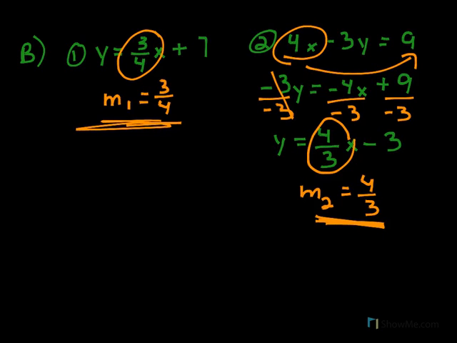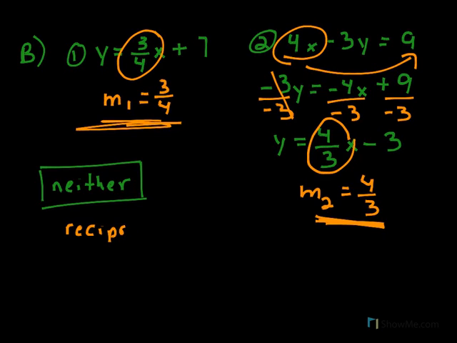What do you think it is? You might be tempted to say this is perpendicular because they are reciprocals of each other, but be careful. They are reciprocals, but they're not opposites. They're both positive. So in reality, this is neither. This is kind of like a trick question, because they are reciprocals of each other, but not the opposite. And in order for it to be a perpendicular line, you've got to have the opposite reciprocal. So the answer is neither.